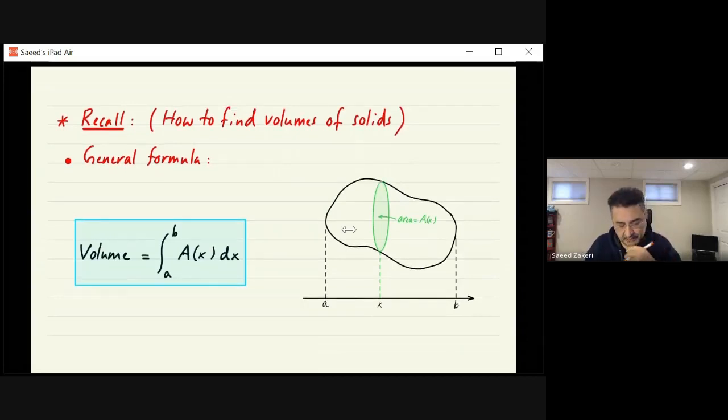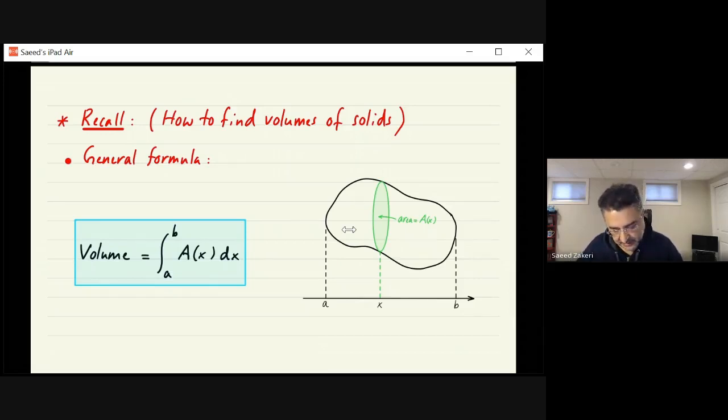Last lecture was about areas. The main theme is applications of integration, the geometric applications. I talked about areas in the plane, and I also talked about volumes, how to find volumes of solids. I'm going to quickly review what we talked about last time as far as volumes go, and then we'll see more related ideas and many more examples.